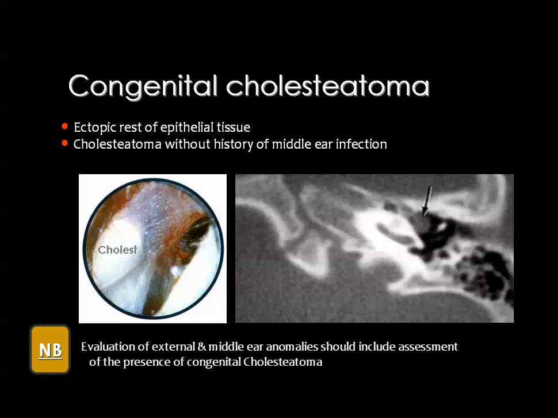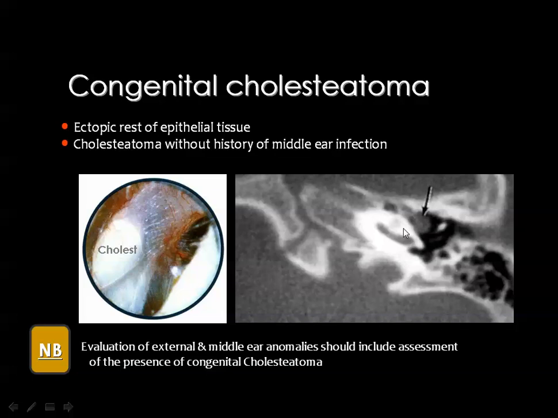and the acquired type. Congenital cholesteatoma is a cholesteatoma which is not preceded by a history of middle ear infection. Then you see in all cases of cholesteatoma, whether the congenital or the acquired, a soft tissue density within the middle ear cavity which is not dependent. It does not change its position by the change in the patient position.